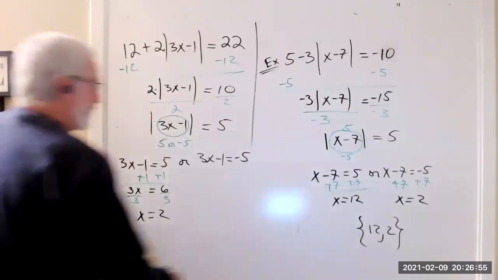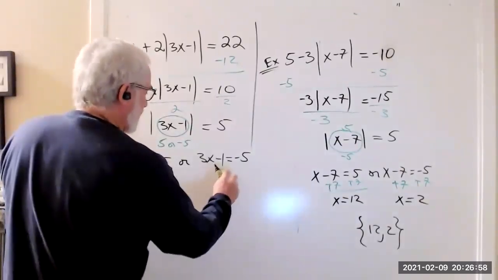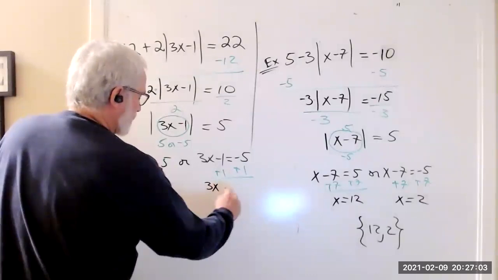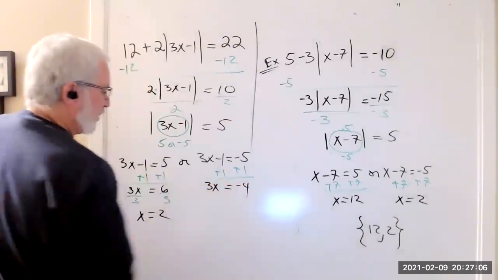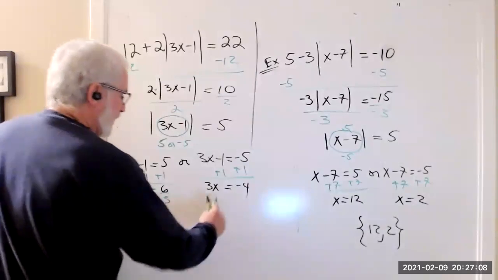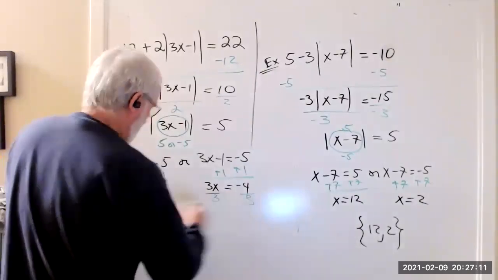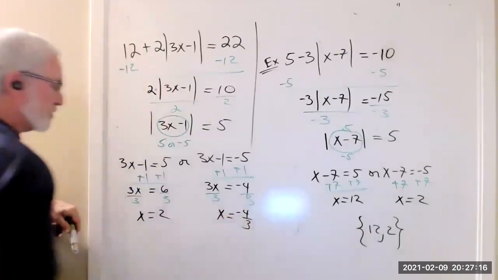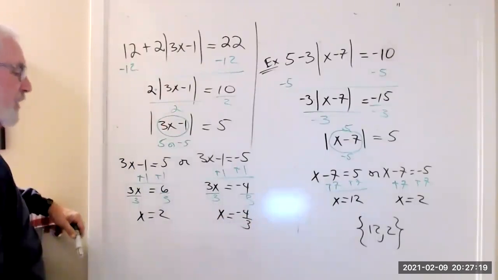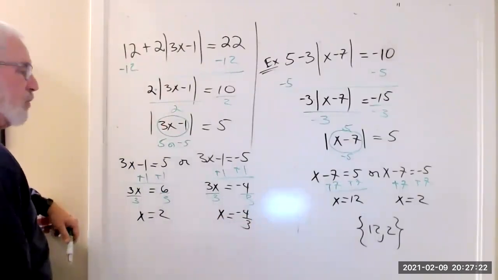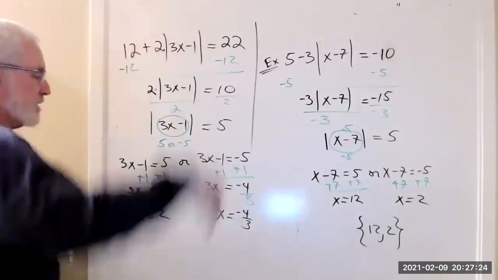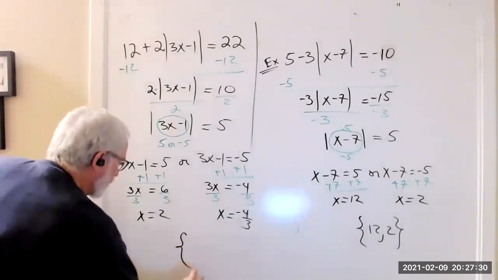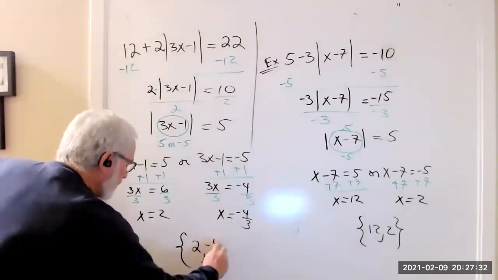Okay, one answer. The other answer, add 1 to both sides. I get 3x equals -4. Divide both sides by 3. I get x is -4/3. Again, if you want to call that -1 1/3 or -1.3 with a bar over it, that's up to you. That's an okay answer for me. Put them together in one big giant solution set, 2 comma -4/3.